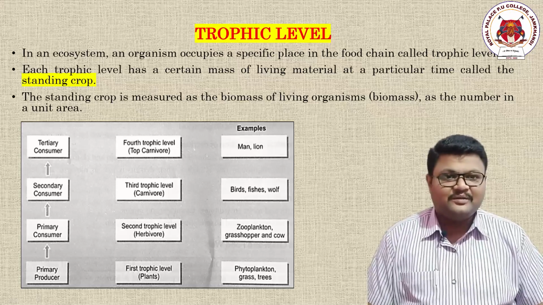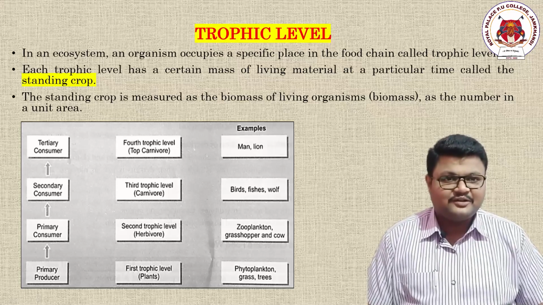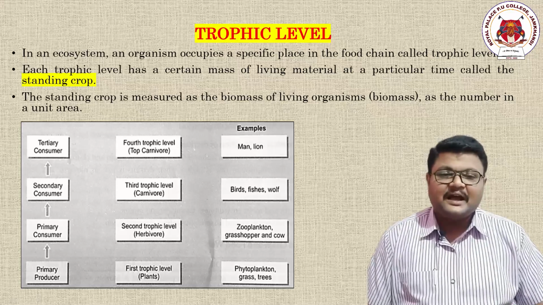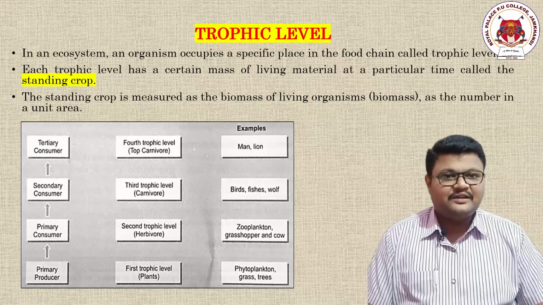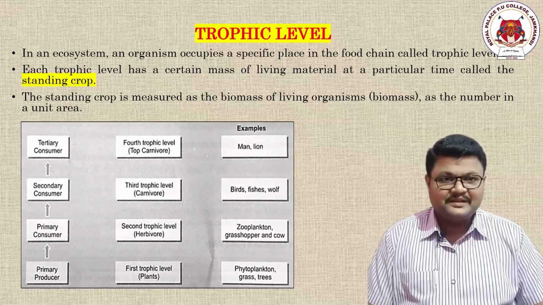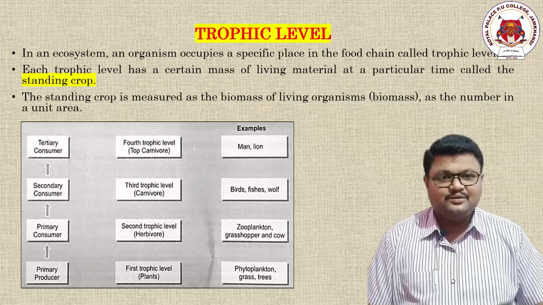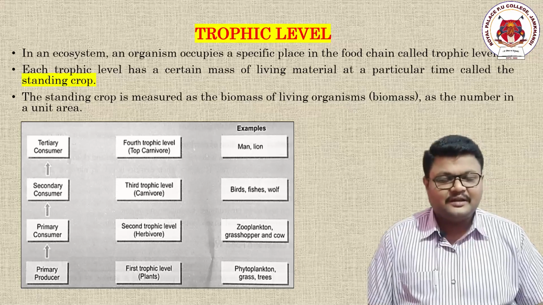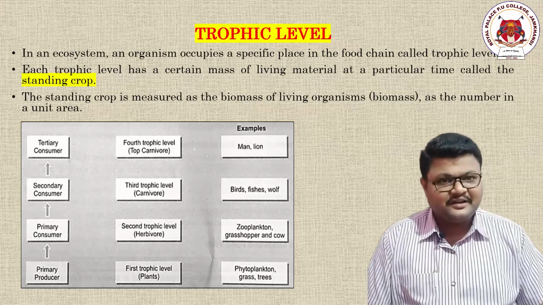So standing crop is the biomass ratio with respect to that particular area or a specific area. I have even given one of the photo also. Try to look at it, you'll get an idea. Here I have divided the entire explanation into one of the photo. Don't worry, it is already taken from the NCERT textbooks only.